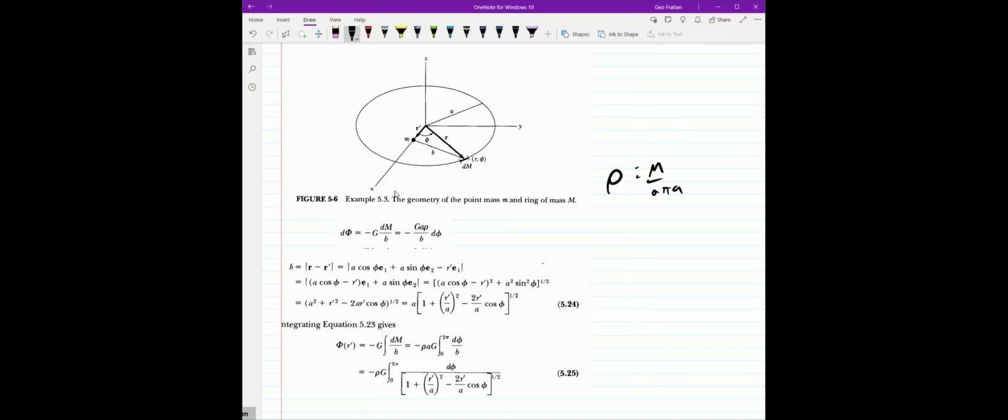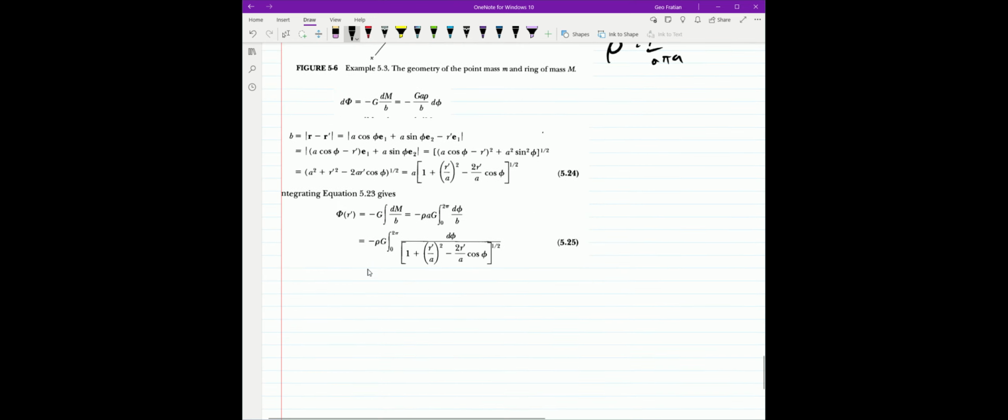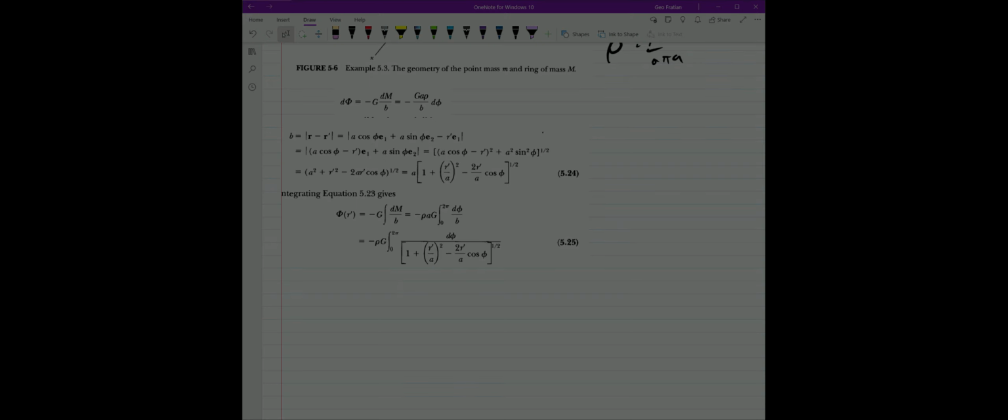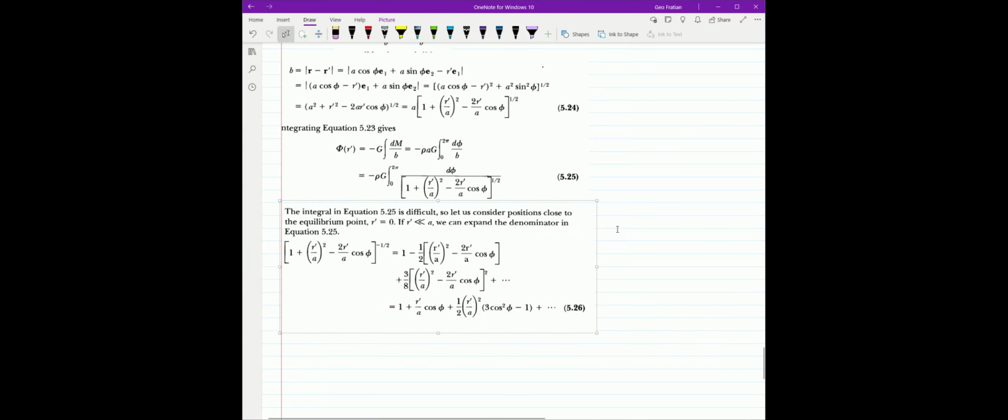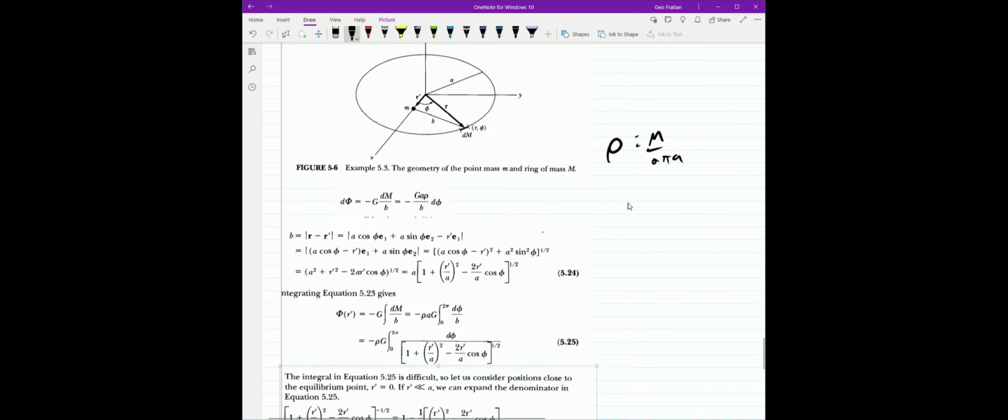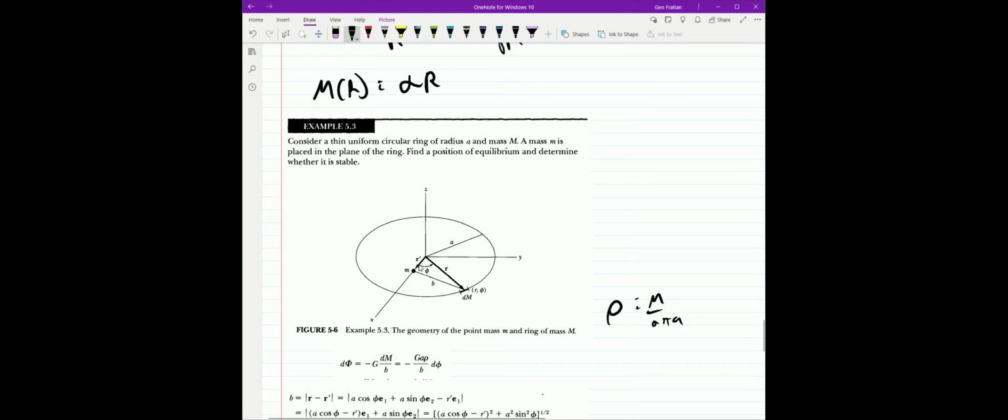So now we have a function of b in terms of r prime and φ, which is what we want, and then we can integrate that, and we basically get this kind of bad expression, which is very difficult to solve. And as physicists, we're not mathematicians, right? We don't really want to be solving the worst stuff. So we should just expand it, since we assume r prime is much, much less than a, where basically the mass is pretty close to the center, because we're assuming it's going to be more stable in the center.